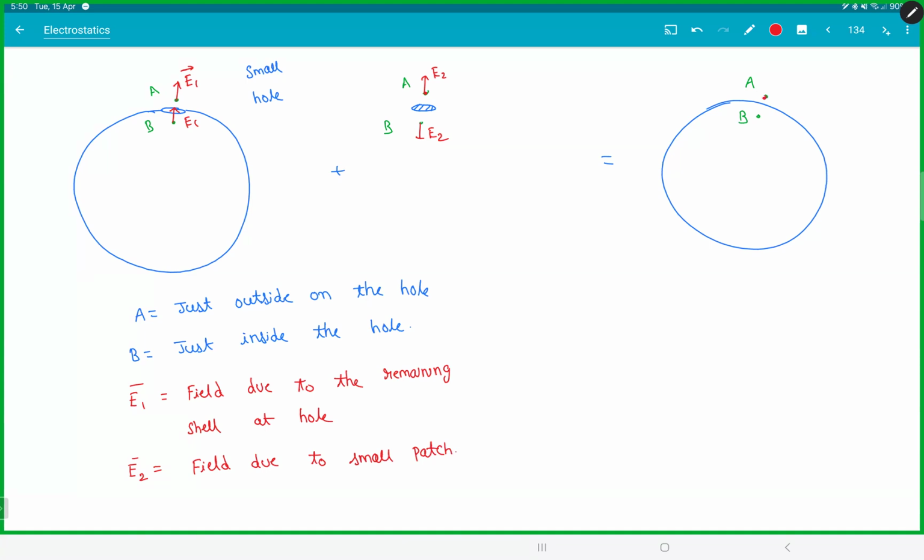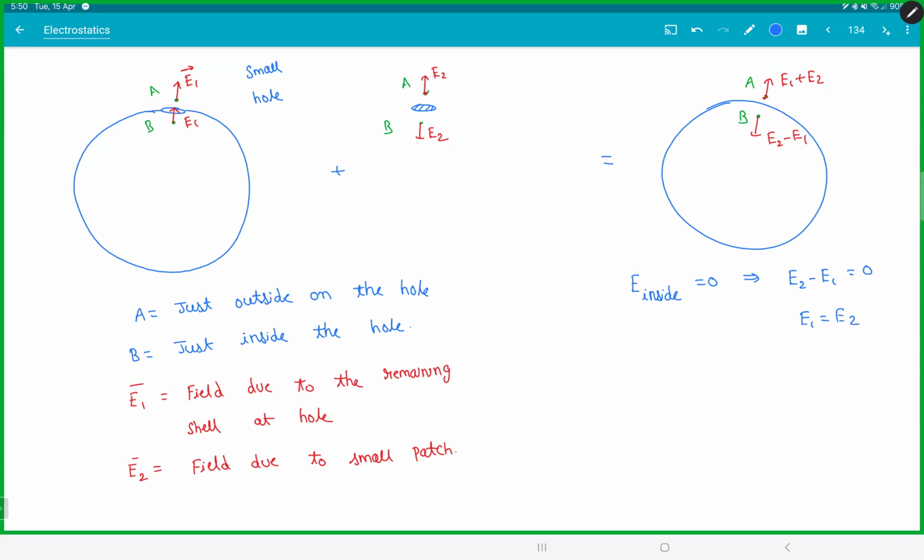Now when I add this, at point A, the field will be E1 plus E2. At point B, the field will be E2 minus E1. Agreed? But now tell me one thing, what is the field inside of the hollow shell? Zero. So we know the field inside is zero. Therefore, the net field inside the shell, E2 minus E1, must be zero. So we proved E1 is equal to E2.